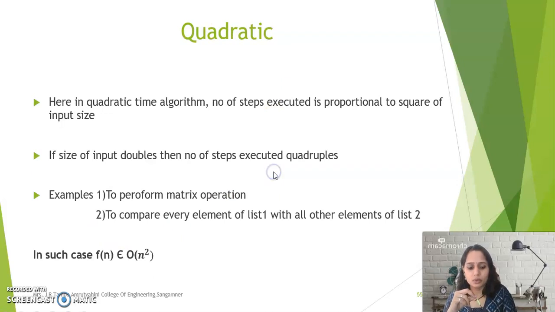Okay, so now we'll go to the next part, the quadratic, right? Now what is indicated here? The relationship between the input size and the number of steps executed is of the quadratic form. It means if my input size is n, then the number of steps executed will be the square of that input size. And if the input size doubles, the number of steps executed quadruples.